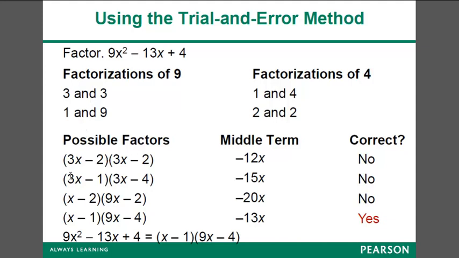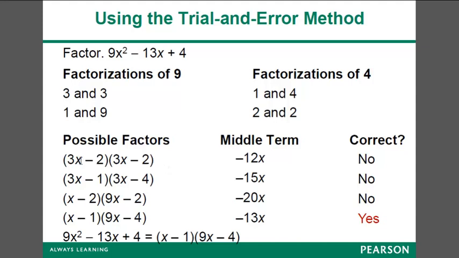I can do 3x and 3x, then I can use a 1 and a 4 or a 2 and a 2. I can also use a 1x and a 9x with the 2 and 2, or the 1x and 9x with the 1 and the 4. All of these will give me my leading coefficient of 9x squared and my constant of a positive 4. My last part that I need to figure out is my negative 13x.